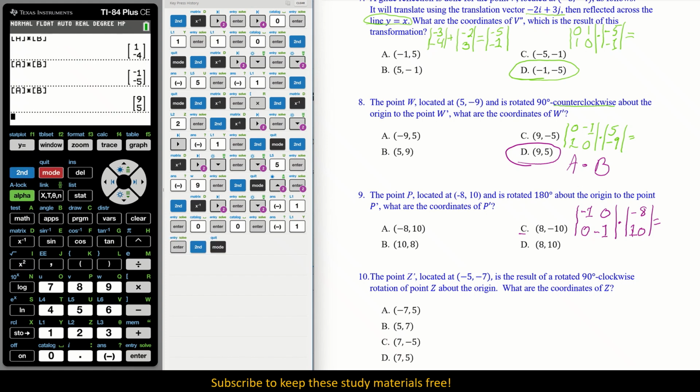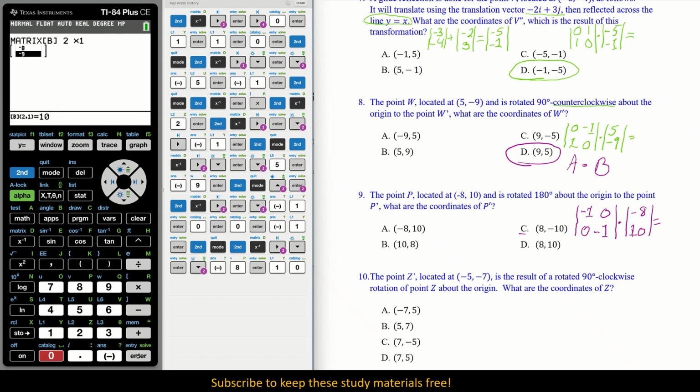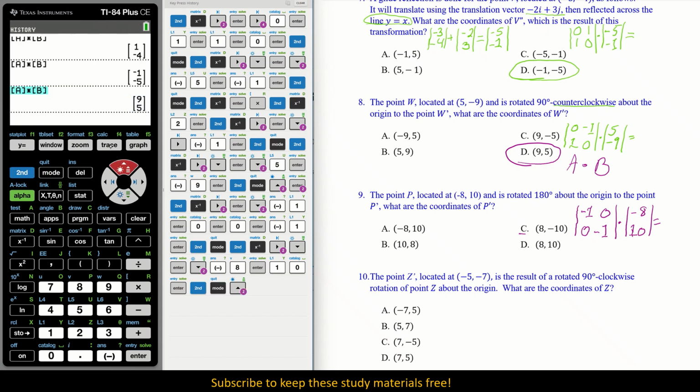Second mode. Now go back to the matrix, edit. We're going to number 2 this time. Now we need a -8 and then 10. So I arrow down, -8, enter, 10, enter. Okay, back out. Now we go back up and we're going to pull AB again. Okay, so we have it down there. We edited those, so it should work just fine. So let's push enter. And there we go. 8 and -10, and that is option C.